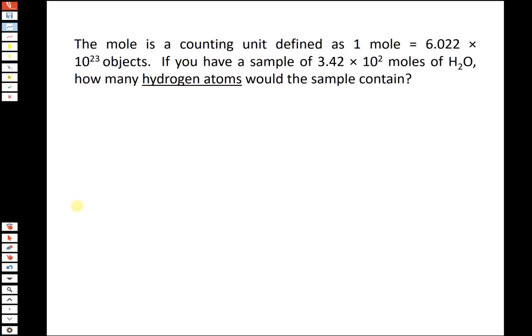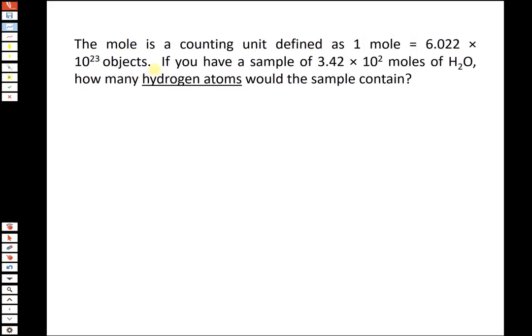But at the same time, what this problem is really dealing with is unit conversion. Now we're defining a quantity that you haven't really seen a lot before if you haven't taken chemistry before, so that might be a little bit unfamiliar. But we're giving you everything you need to solve this problem just by doing factor label method unit conversions. So we want to know the mole is a counting unit defined as 1 mole equals 6.022 times 10 to the 23rd objects.